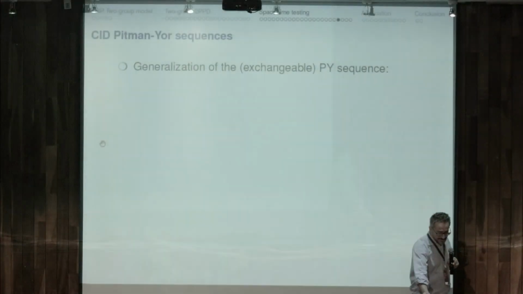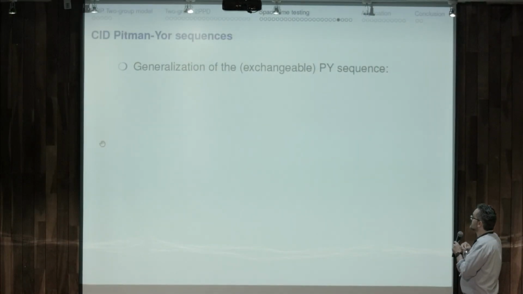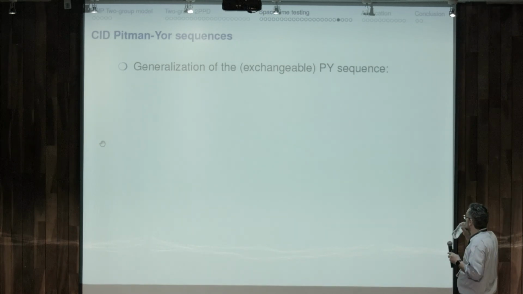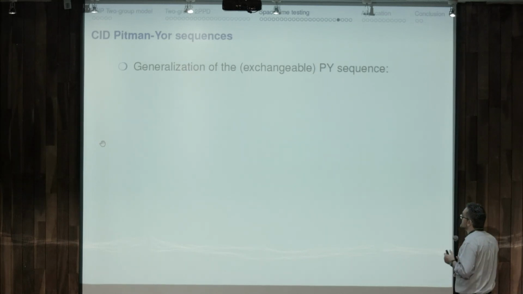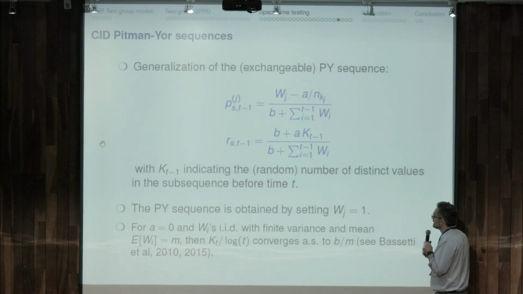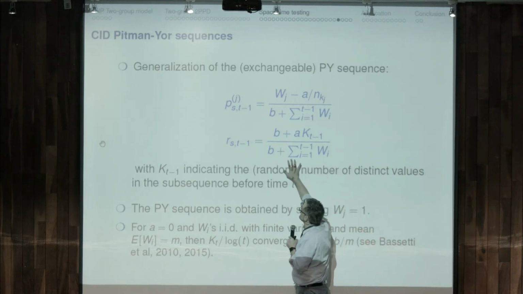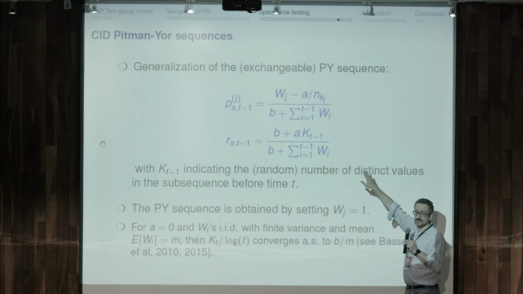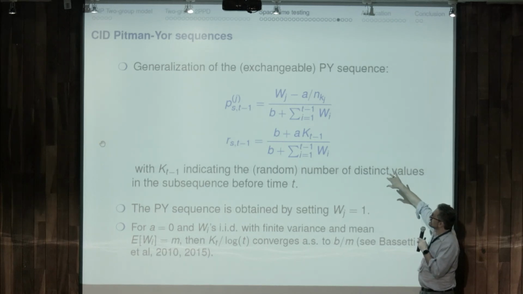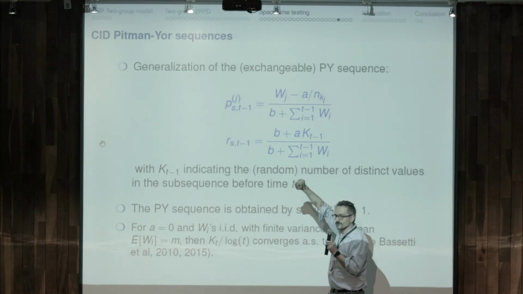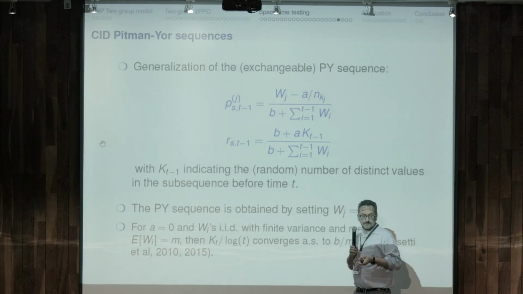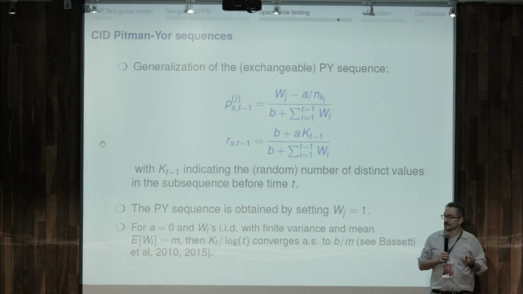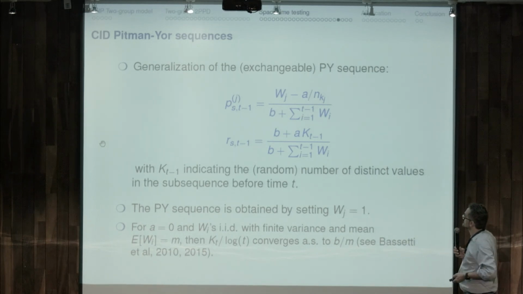So this is a general framework and can be specified, for example, in two different ways. One is the use of a CID Pitman-Yor sequence framework. And in this case, what we have is weights, p at t minus 1, that depend not only on parameters a and b, sorry, before these were theta and sigma, but also on random variables W that arrive at each time and characterize each prediction function.